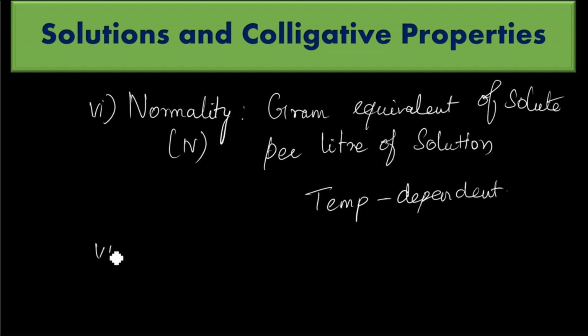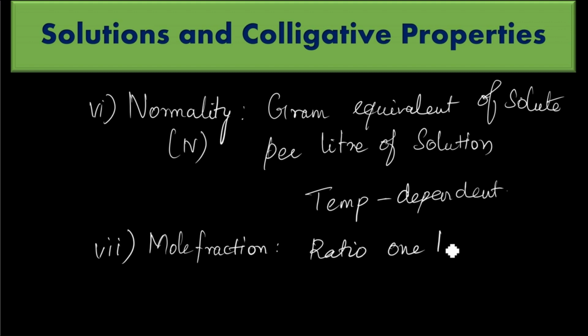Then the seventh one, the most important one, is mole fraction. It is the ratio of moles of one component to the moles of all components. Let's say I'm taking A and B as components. Why are we stressing mole fraction more? In this chapter, we are using it more.